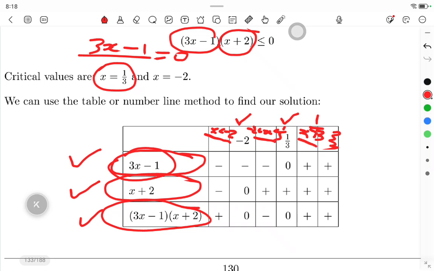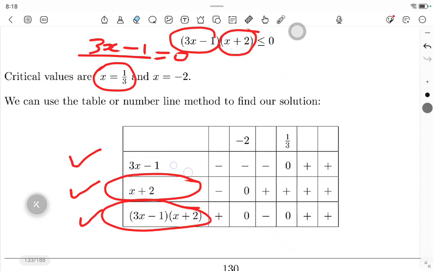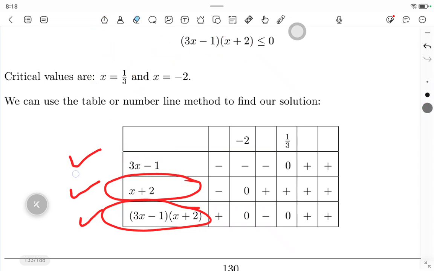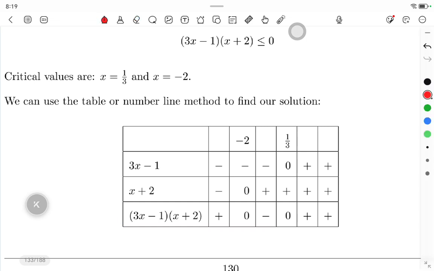We are going to substitute those values there, right? So I'm going to check first. You'll see when we come to do an exercise, we're going to do the same thing. I'm going to come here and substitute a value that is less than minus 2. I can substitute minus 3, right?